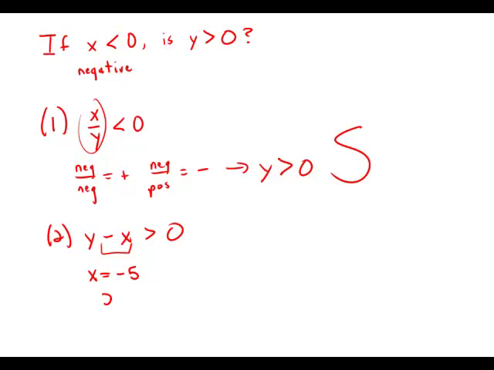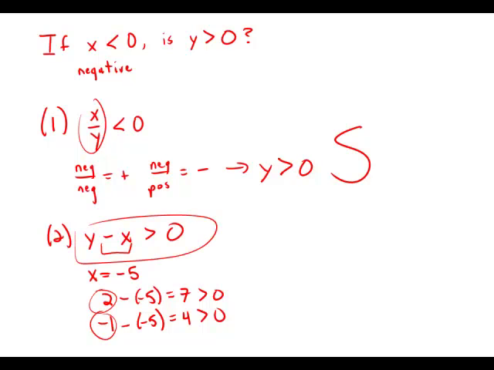So for example, 2 minus negative 5 is 7, that's greater than 0, but negative 1 minus negative 5 is positive 4, that's also greater than 0. So y could be either positive or negative. Because y could be positive or negative, this statement does not allow us to determine uniquely an answer to the question. So this statement is insufficient.